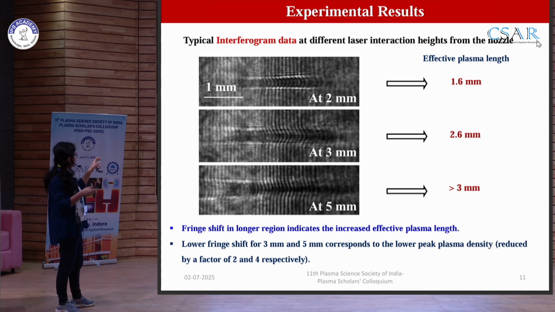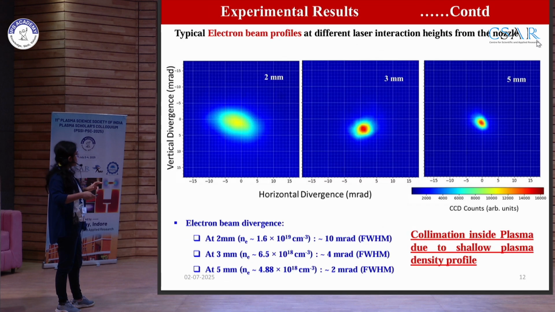We also measured the edges of this profile to confirm that the fall of the plasma density has been implemented. Okay. Now, to check the collimation or lensing effect, we recorded electron beam profile at all these positions, 2 mm, 3 mm, and 5 mm from the nozzle axis. Here, x-axis and y-axis show the horizontal and vertical divergences of the electron beam. Color scale shows the electron beam charge.